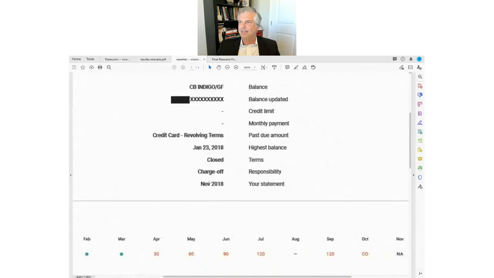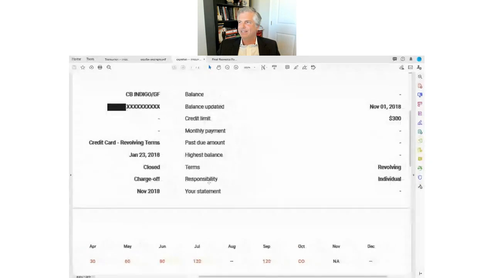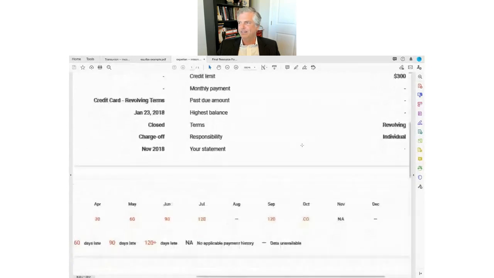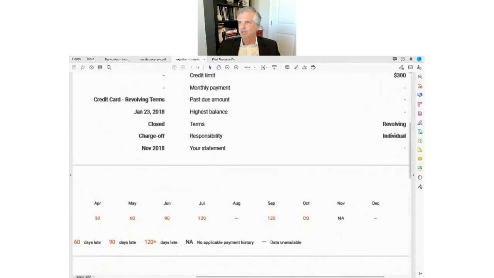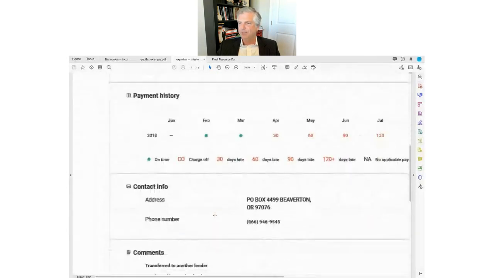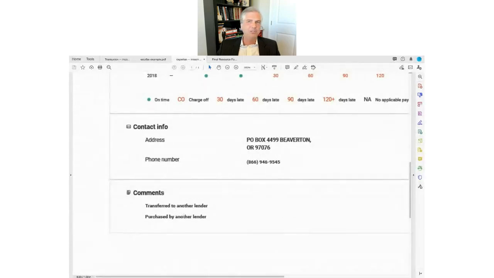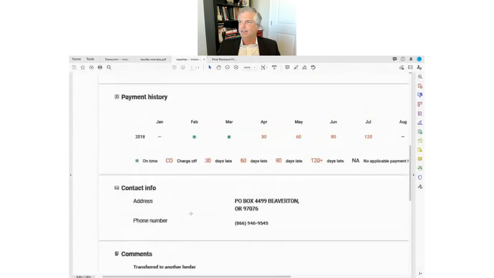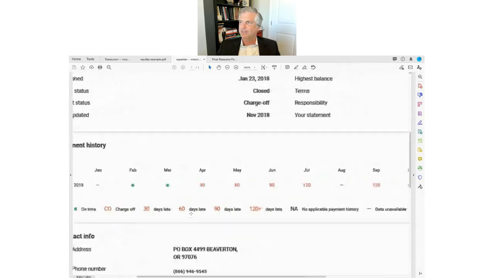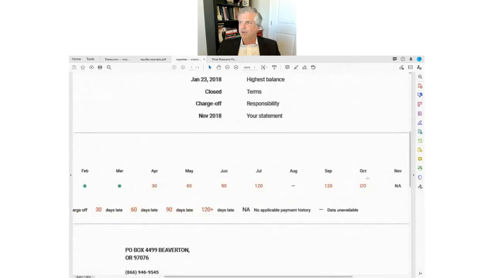It says it was updated November 2018. Balance updated November 2018. Why does it say no applicable payment history? What's going on there? Was this thing sold? Okay, it says transferred or purchased by another lender. Okay. Did that happen in November 2018? Presumably it did. But we were at charge off and we're missing this data.